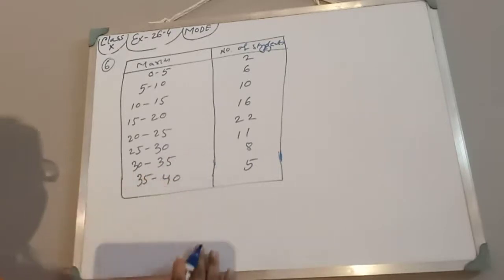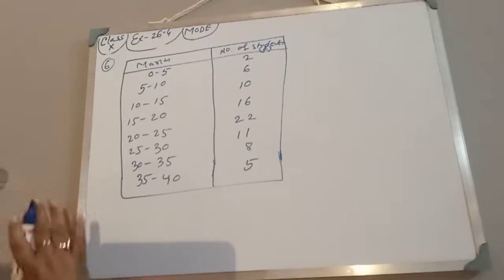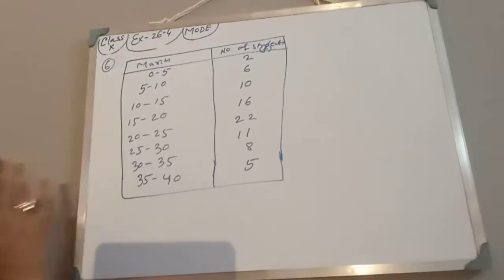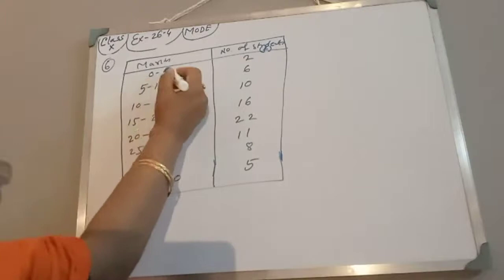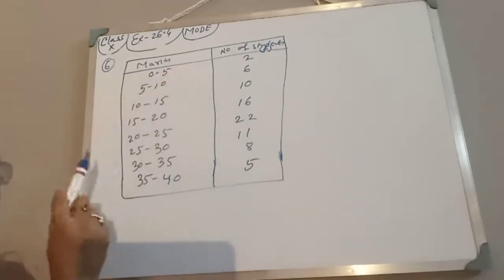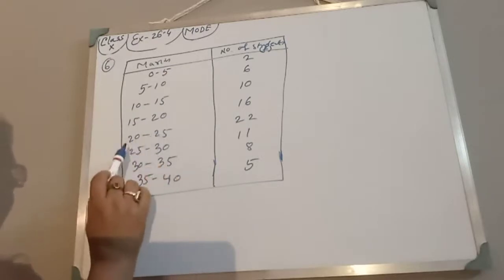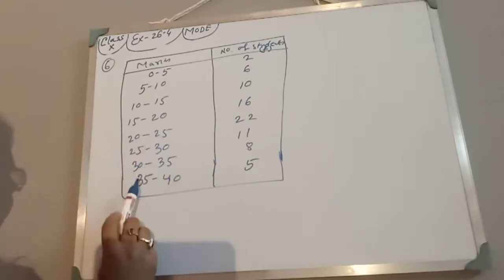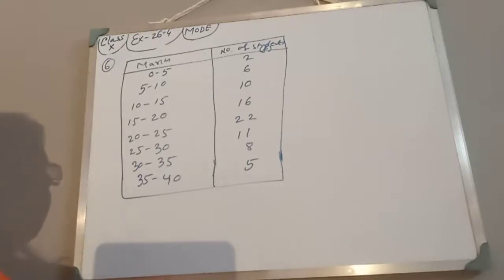Now let us find the highest frequency. At first, as before, we just have to see whether the class length is the same or not. Now 0 to 5, class length 5. 5 to 10 also 5, 10 to 15 is 5, 15 to 20 is 5, 20 to 25 is 5, 25 to 30 is 5, 30 to 35 is 5, 35 to 40 also 5. So no need to change anything. It's already given to us.